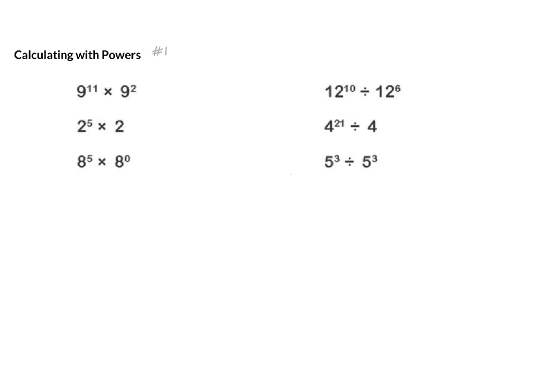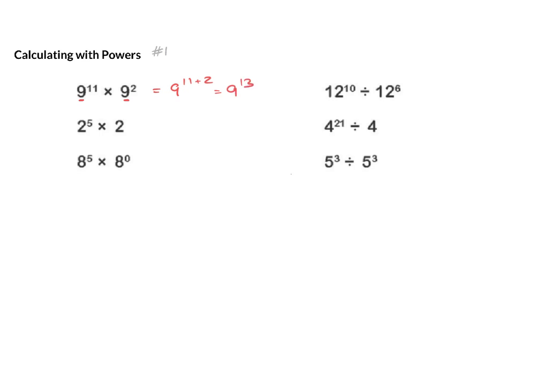9 to the 11 times 9 to the 2. Well, the base numbers, we call it, that's these big numbers here, are the same. In fact, on all of these questions, the base number will be the same. So when we have that and they're multiplied, we literally add the two powers together. So we've got 9 to the 11 times 9 to the 2, which is 9 to the 11 plus 2, or 9 to the 13.